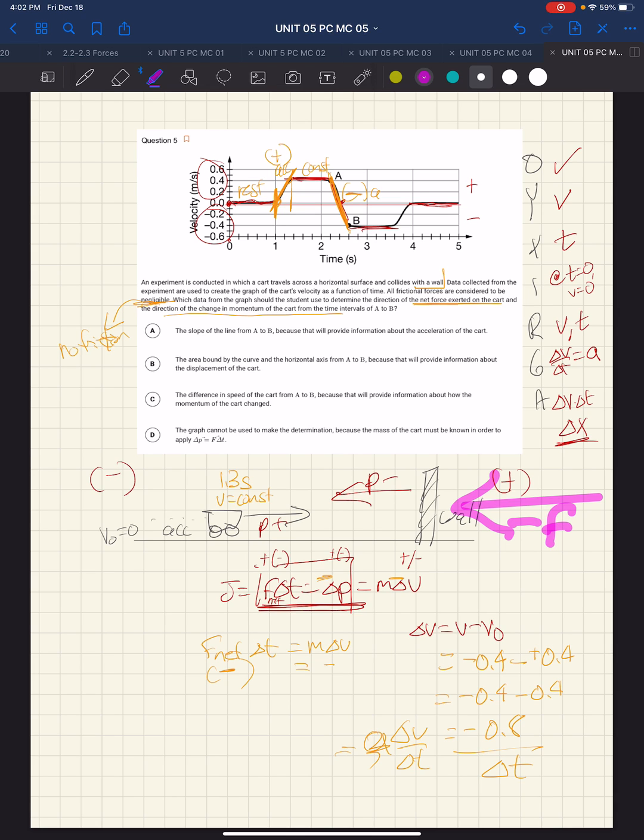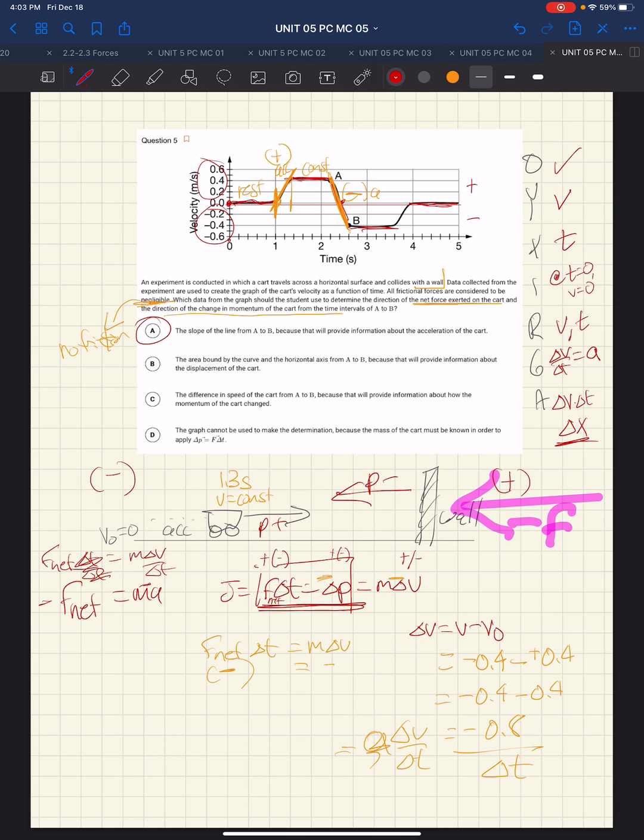So what information would we need? Slope of the line from A to B, because that will provide acceleration of the cart. And that's true. That actually seems to be true. F net is ma. And that comes from rearranging our equation. If F net delta t is m delta v, well, if we divide both sides by delta t, we have F net equals ma. So if the acceleration is negative, the force will be negative, and vice versa. So that looks like that's our answer.